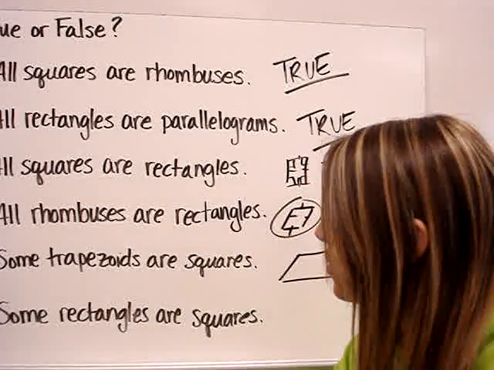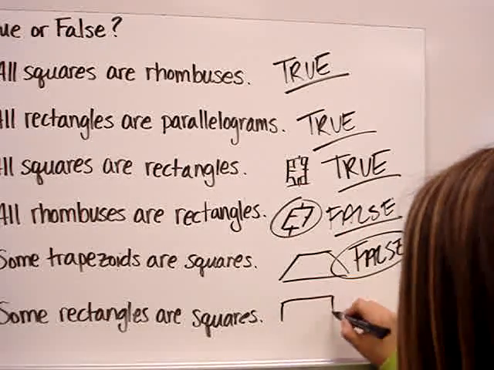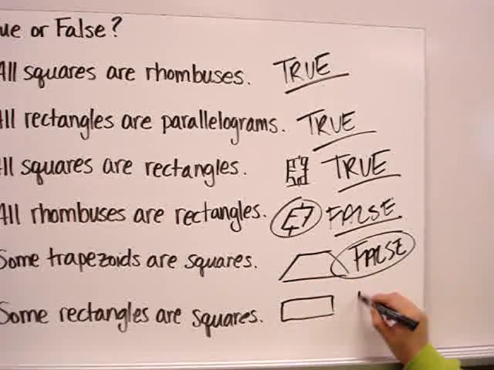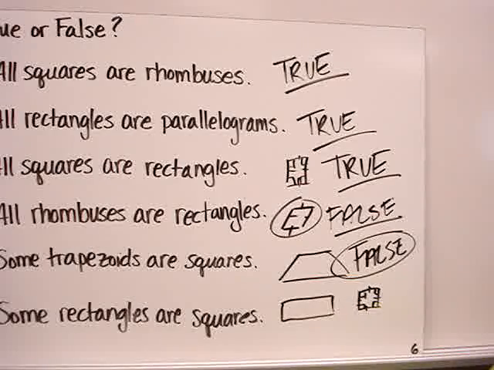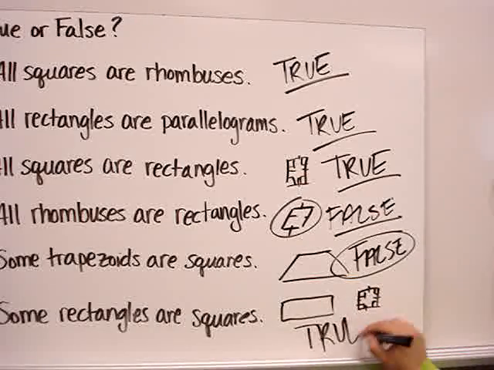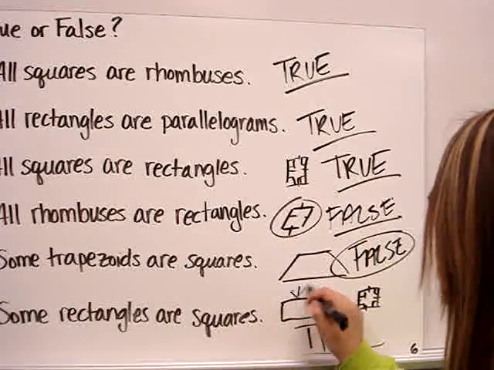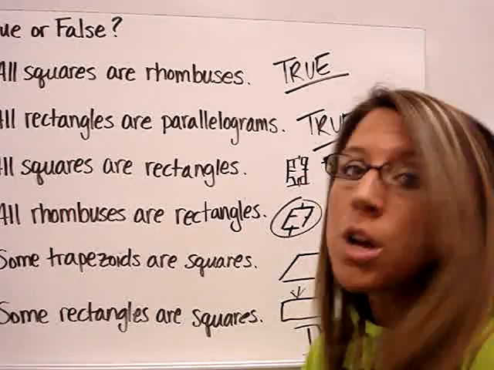Some rectangles are squares. Some. Well, this rectangle that you're used to is not a square, but this is. And it is a rectangle. So the answer is true. Some rectangles are squares. Are all rectangles squares? No. But some, yes. So there you go. Quadrilaterals.